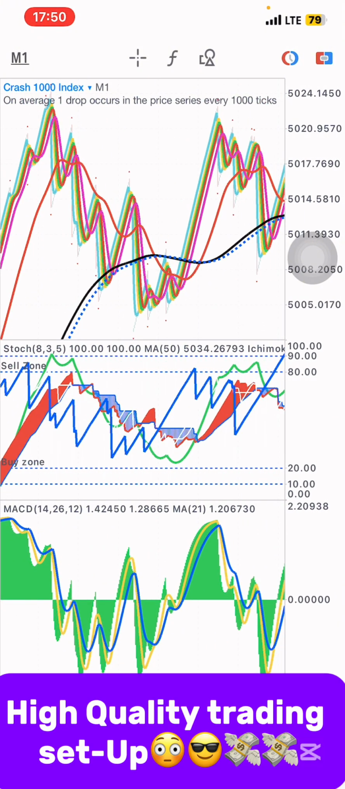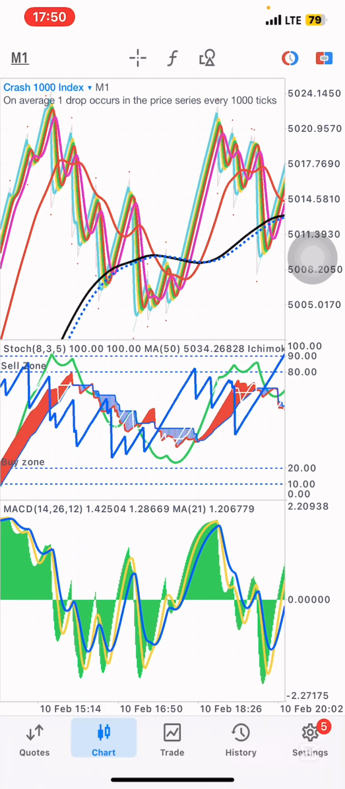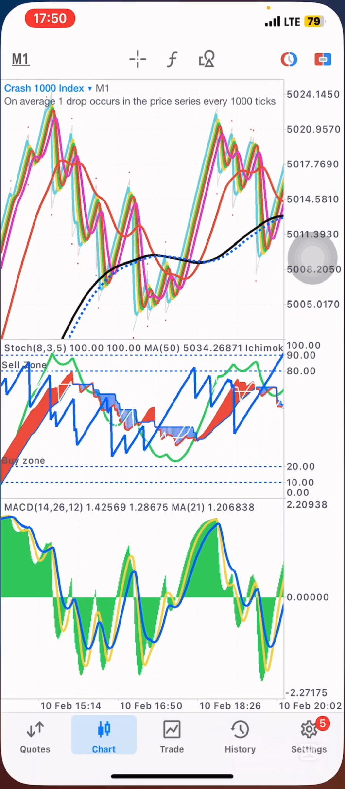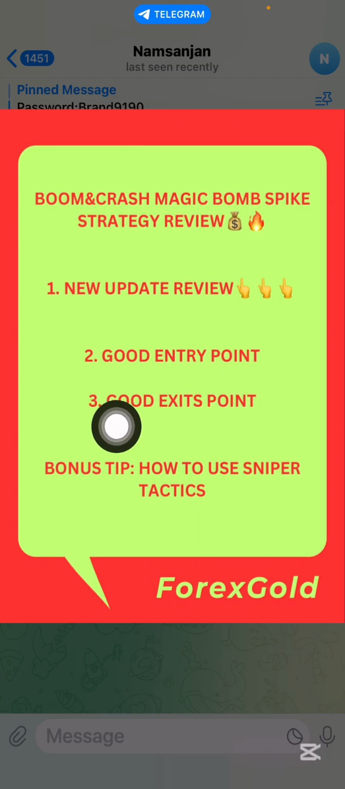So let's move to my second to the last point, which is the exit point. The third on our list, which is second to the last, is a good exit point. You need to make sure when you are using the Boom and Crash Magic Bomb Spike Strategy, you have a good exit point, and let me show you now.